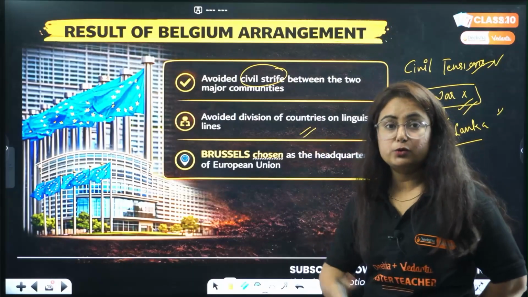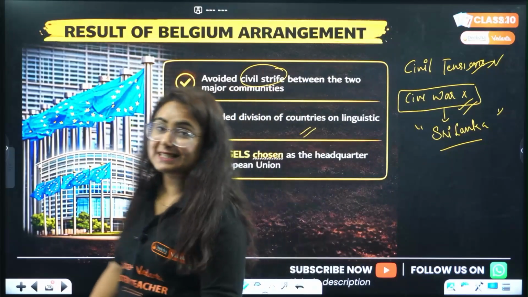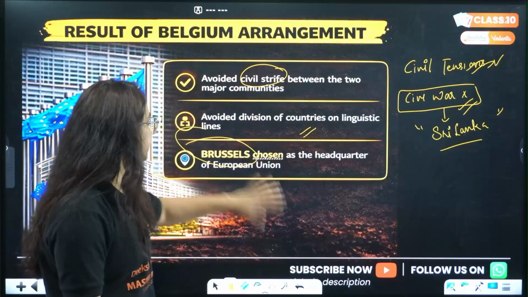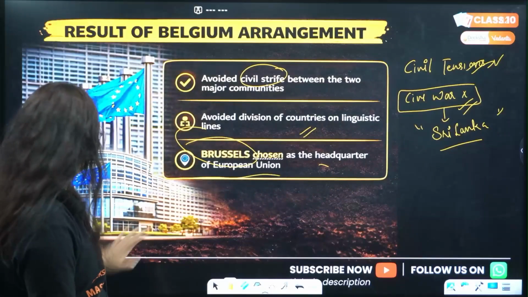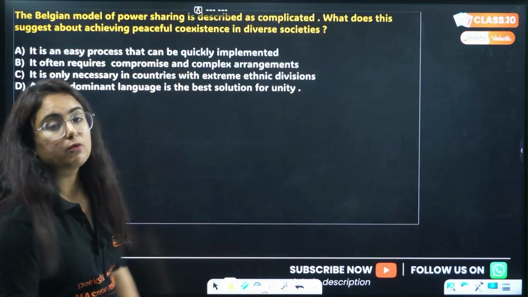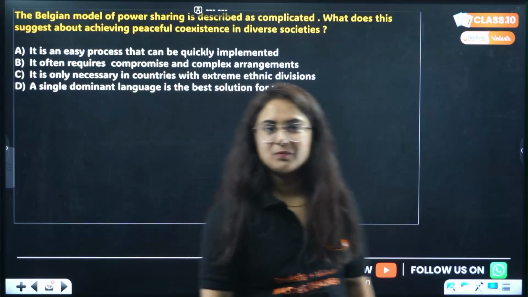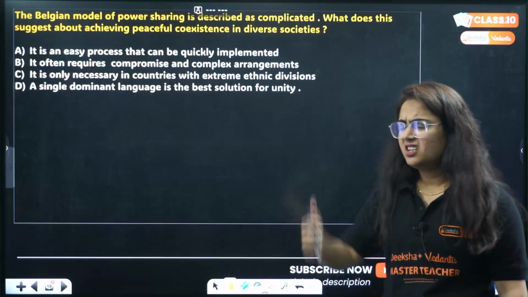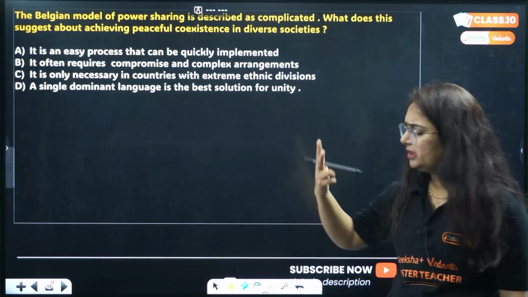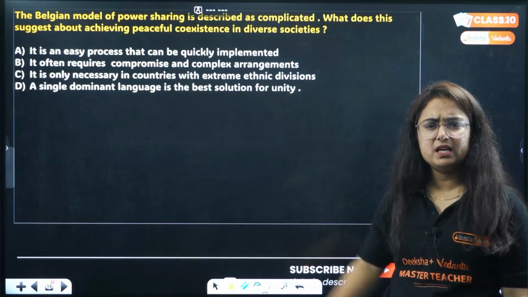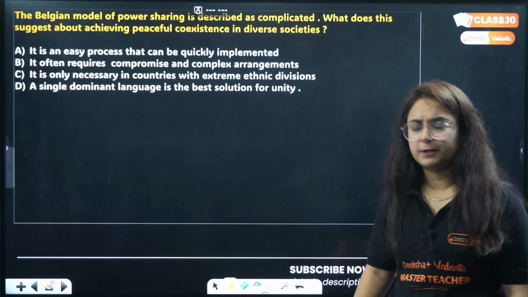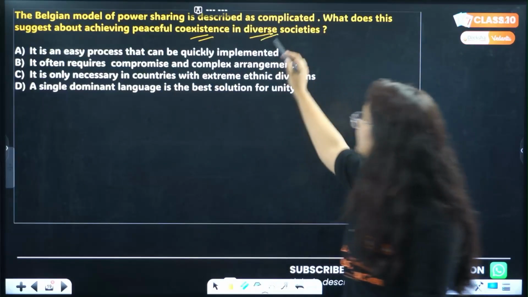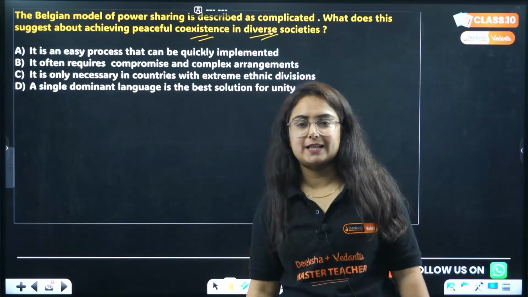And a country which could have divided on the basis of linguistic states, the problem was solved by this, and Brussels later was chosen as the headquarters of the European nation and is one of the most peaceful countries to live in right now. Okay, so the Belgian model of power sharing is described as complicated. Central government, state government, community government, damn, how many governments. Yes, it is complicated. But what does this suggest about achieving peaceful coexistence in diverse social groups or societies?